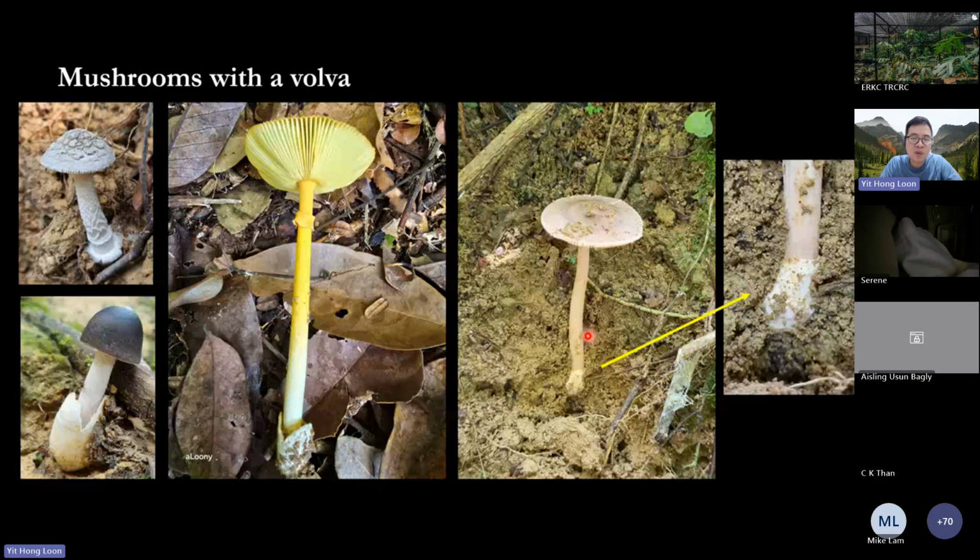Digging the soil to expose the volva, you are not doing harm to the fungi. This is just a fruiting body. Next year, the mycelium is at the same spot. It will grow the mushroom again.